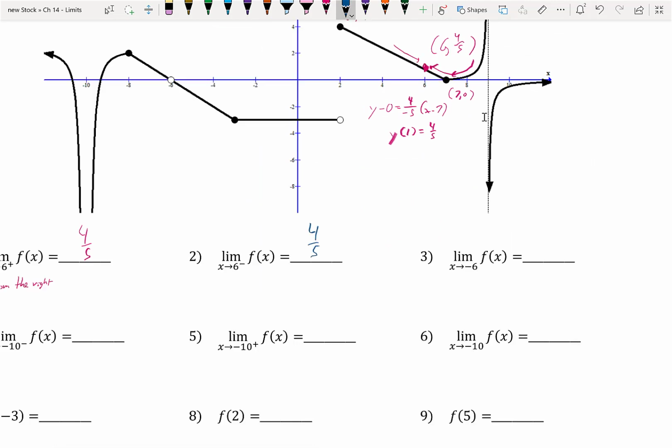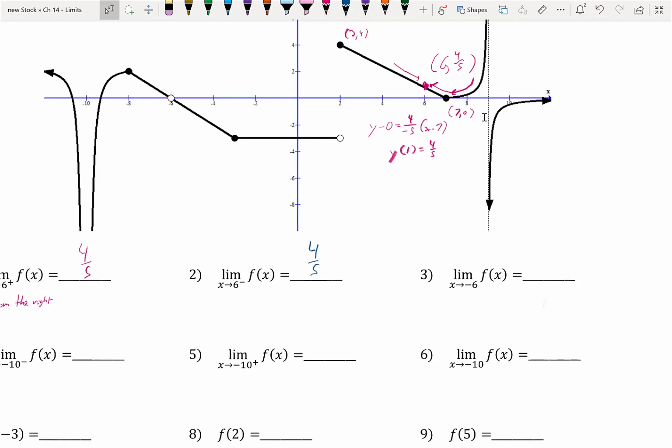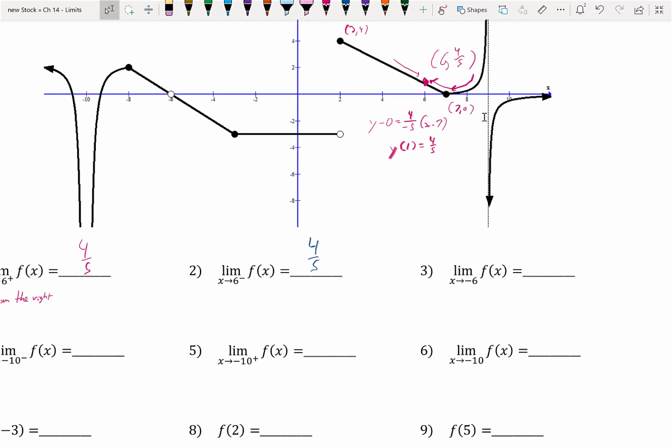And then finally, what's the limit as we approach negative 6, which is different than approaching 6 from the left side? Yeah, the limit is 0. Here's negative 6, and the limit as I approach from the left is equal to the limit as I approach from the right. That is 0.